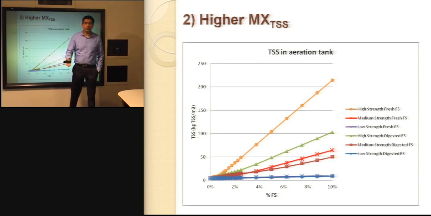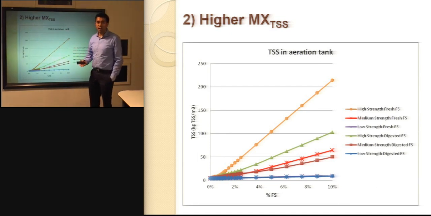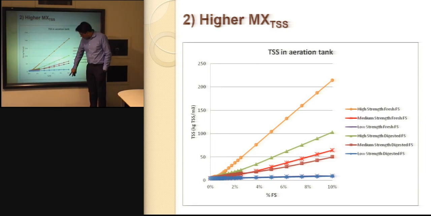Whereas the wastewater treatment plant will hardly be able to handle more than 5 or 6 kilograms of total suspended solids per cubic meter. No need to mention what's going to happen if we treat more fecal sludge in that plant.